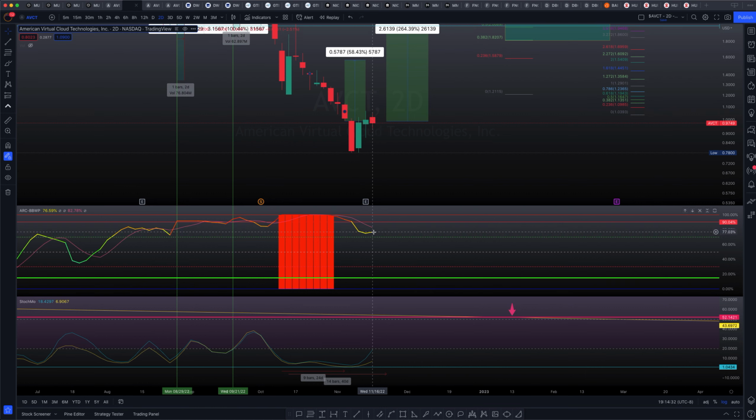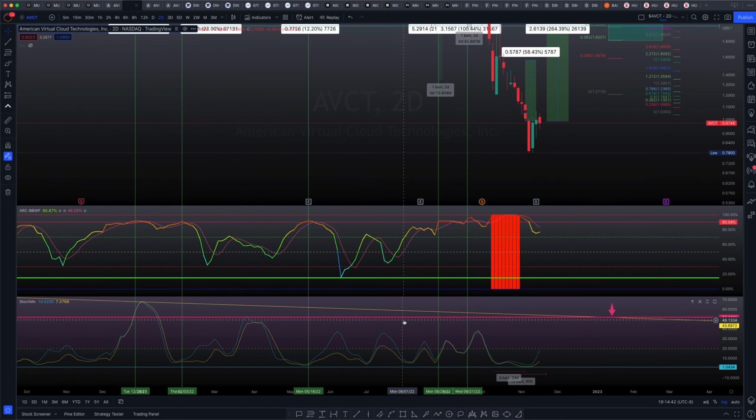It looks like we're starting a contraction phase, which may indicate a potential pullback. And I mean, the 2-day momentum oscillator is still suggesting upside, which is great. So this is still looking good for AVCT.